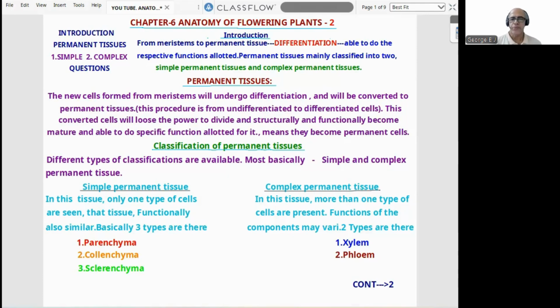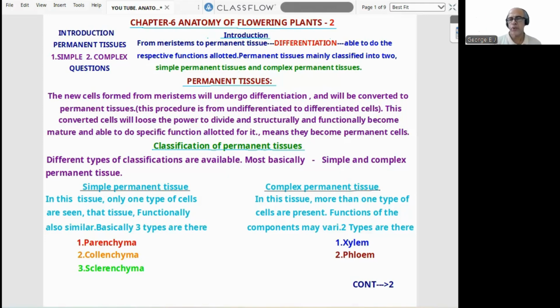Different types of classifications are available, most basically simple and complex permanent tissue. Now simple and complex, what does it mean? Simple permanent tissue means in this tissue only one type of cells is seen, only one type. The tissue is functionally also similar. Basically, 3 types are there under simple permanent tissue: Parenchyma, Collenchyma, Sclerenchyma.